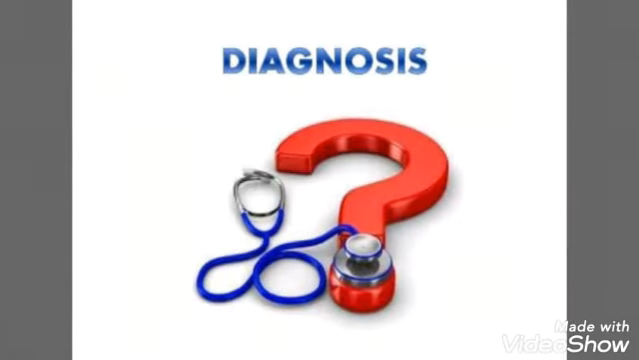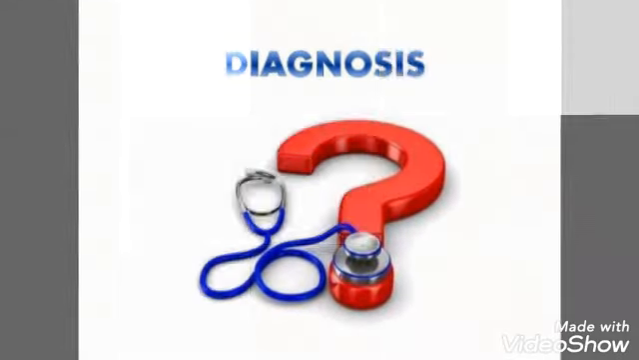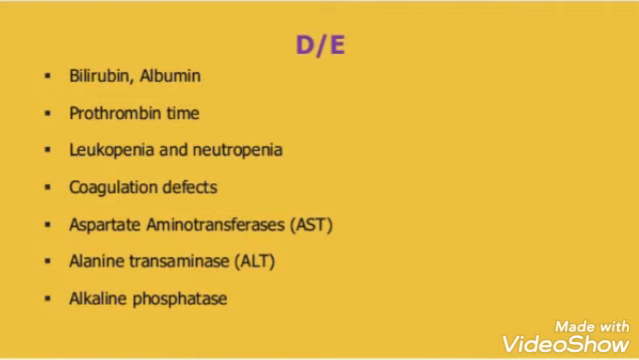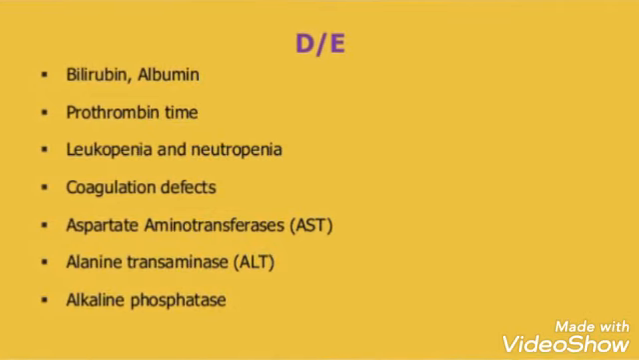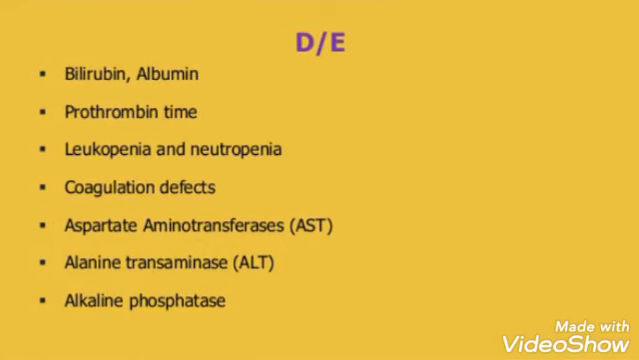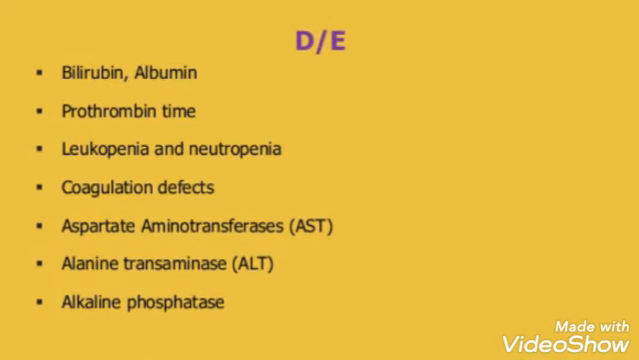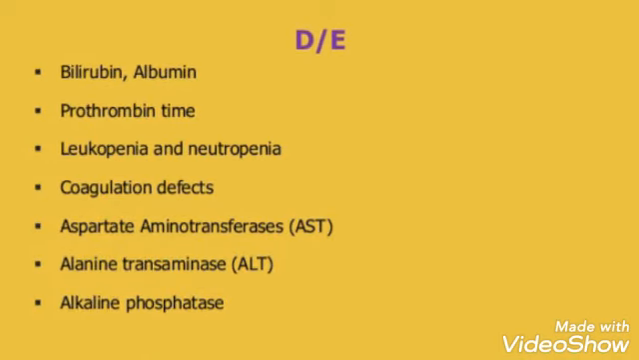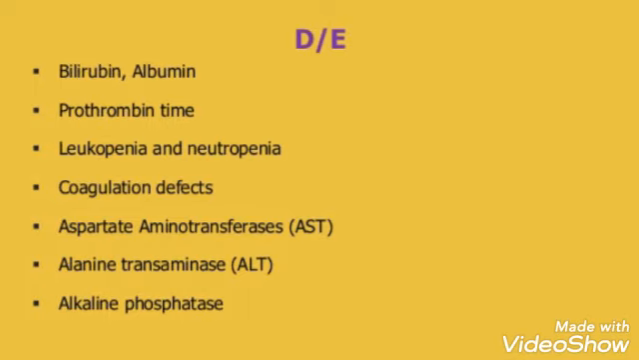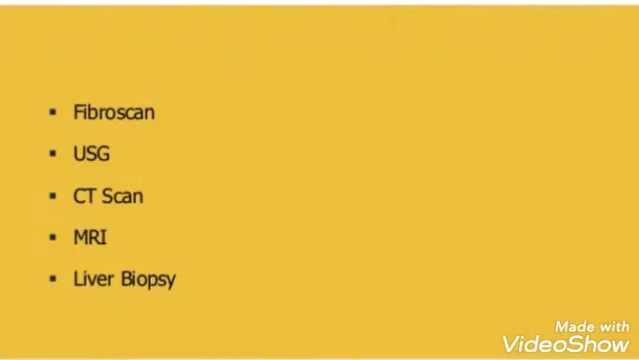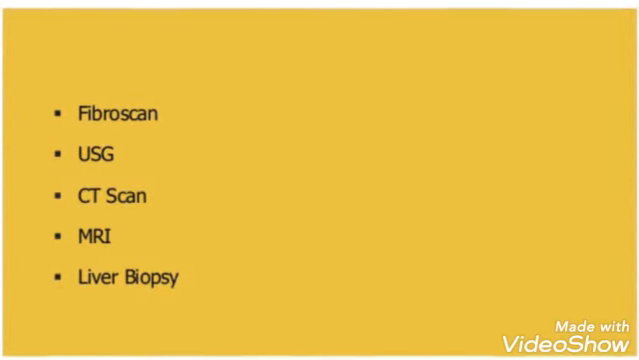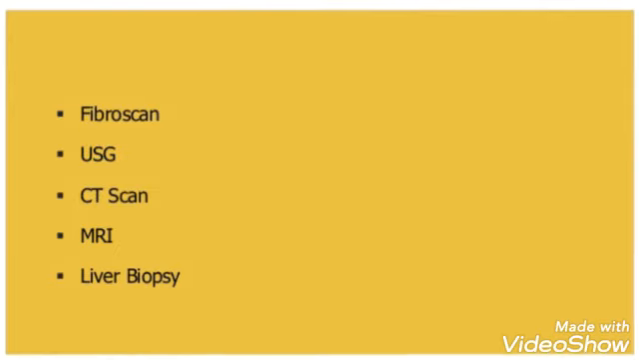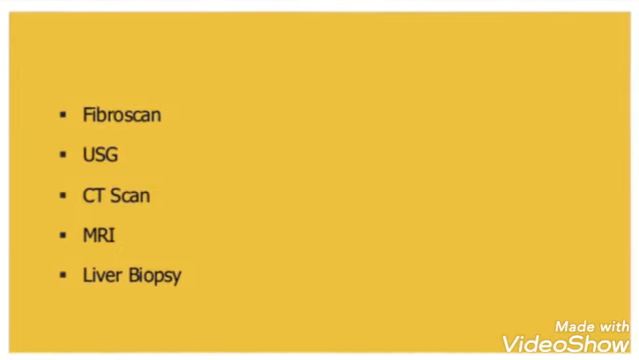Then we'll go for the diagnosis of the patient. In diagnosis, you can go for lab investigations that include bilirubin, albumin test, prothrombin time test, leukopenia and neutropenia test, coagulation defects, then aspartate aminotransferase, alanine transaminase, alkaline phosphatase. These are the tests that will be done for the patient. Besides that, you can go for fibroscan, USG, that is ultrasonography, CT scan, MRI and liver biopsy. These tests will confirm whether the patient has cirrhosis of the liver or not.